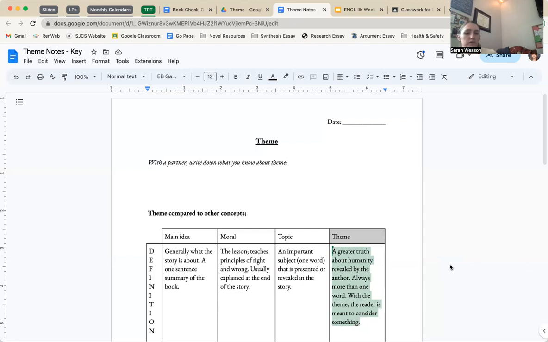Okay, once you finish writing down the definition in your notes, we're going to do some examples for a Disney movie. The example I have on my notes is Finding Nemo, but we can choose another movie if you want.